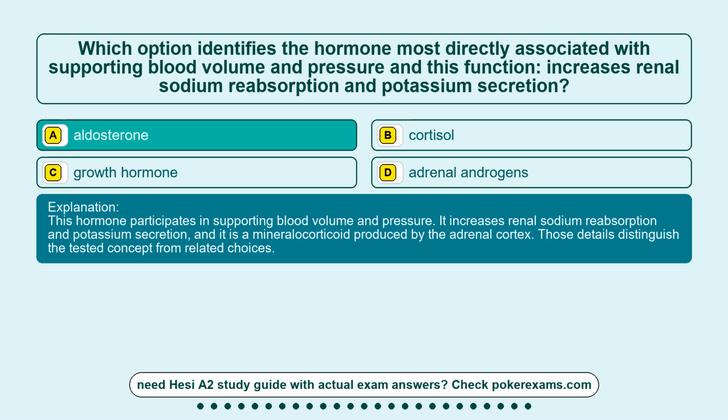This hormone participates in supporting blood volume and pressure. It increases renal sodium reabsorption and potassium secretion, and it is a mineralocorticoid produced by the adrenal cortex. Those details distinguish the tested concept from related choices.